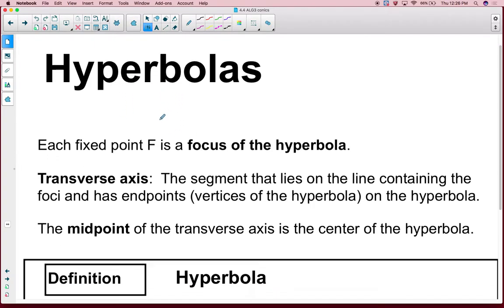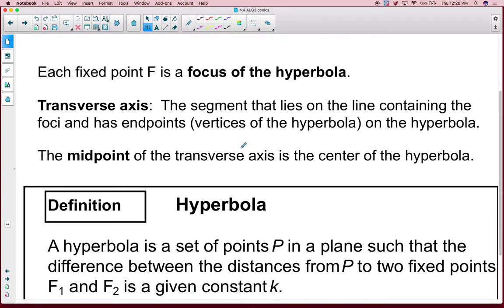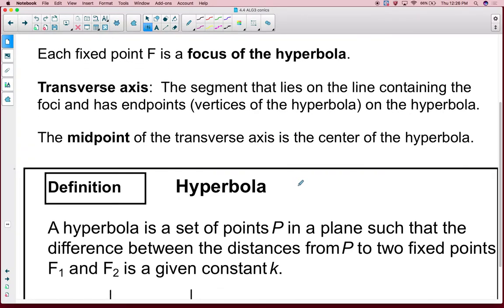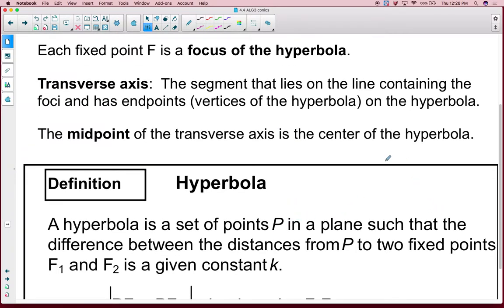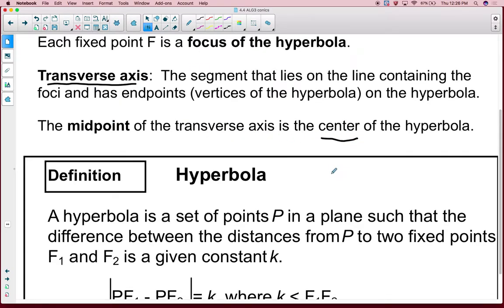Okay, so hyperbolas, you guys could write down these notes. This is what a hyperbola is by definition. It might seem a little confusing, so if it is, you don't have to write it down. We are going to talk about what a transverse axis is and looking at the center. The midpoint of the transverse axis is the center of the hyperbola. And the transverse axis is a segment that lies on the line containing the foci and the endpoints. The endpoints for a hyperbola are going to be the vertices of a hyperbola.